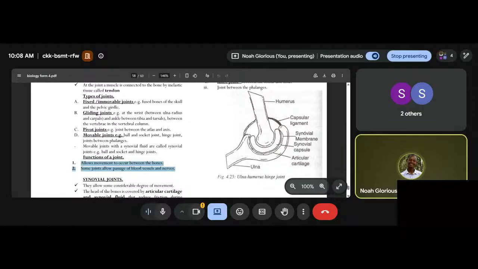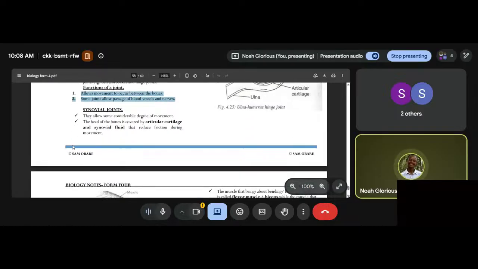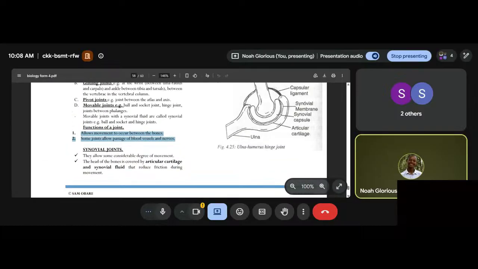Remember where we talked about the vertebral canals, where they allow blood to flow in to bring the supply of nutrients and also the supply of oxygen, and also for removal of waste that comes in.